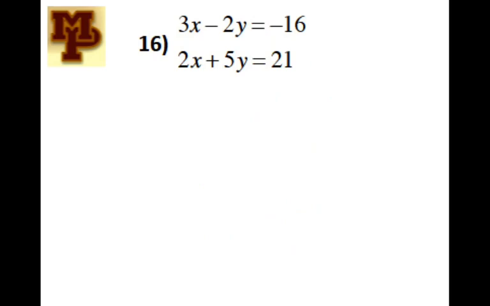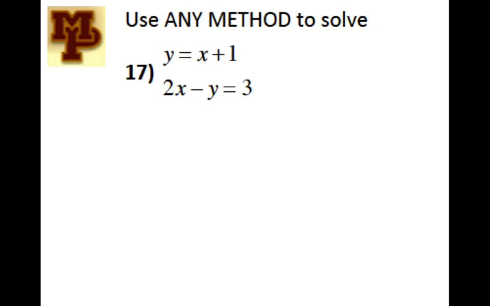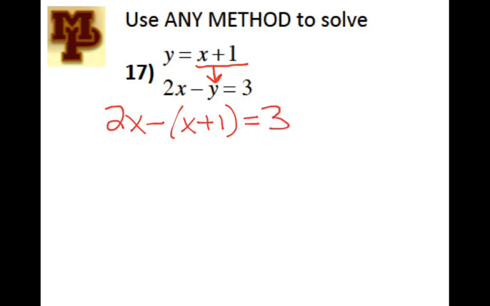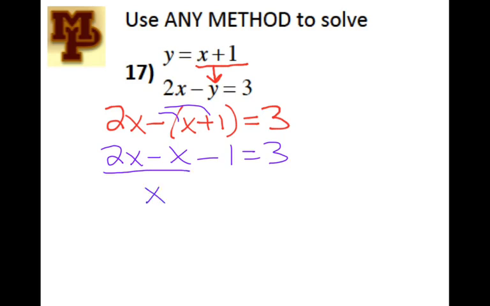Number 17, pick any method that we think is the best. So this one's set up the best for substitution. So we're going to take that and we're going to plug it in for the y. So it's going to be 2x minus, and we're going to have to put this in parentheses, x plus 1 equals 3. Now because there's a minus sign there, we have to distribute it to both. So it's going to be 2x minus x and then minus 1 equals 3.